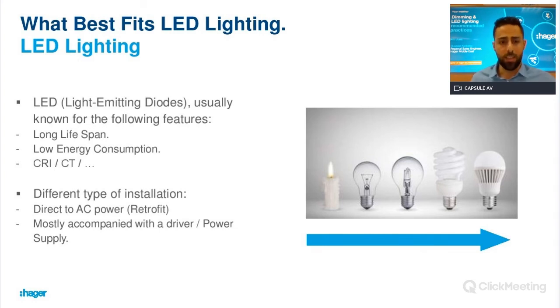Usually, LEDs are installed in two ways: either direct to the AC, where you don't have a driver or a power supply. This is called the retrofit. You remove your incandescent or halogen bulb, and you bring your E14 or your GU10 bulb, and you install it directly in your spotlight or in your chandelier. This is retrofit. And the second one, which is more common and more advised, is to have a driver or a power supply.